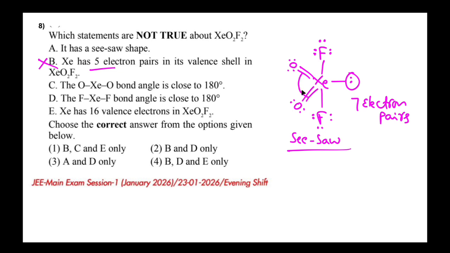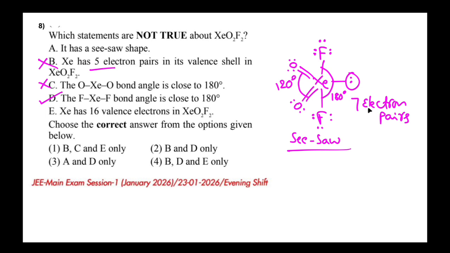This bond angle is 120 degrees, but they have given 180 degrees. This is also wrong. Then the FXeF bond angle is close to 180 degrees. So actually in this FXeF, the bond angle is very close to 180 degrees. Because of the lone pair, exact 180 degrees is not present, but it is close to 180 degrees. That's why D is correct.